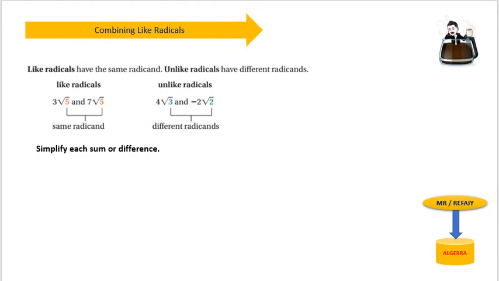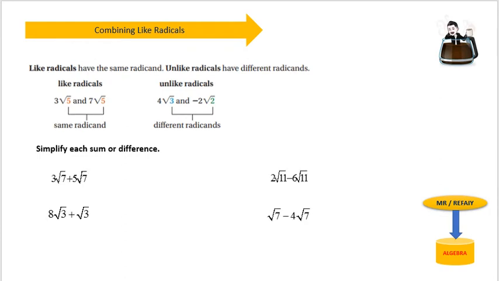Here it says simplify each sum or difference. He gives you some expressions and asks you to simplify them. At the beginning you have to check whether these two terms have the same radicand or not. The radicand of the first one is root 7 and the second one is also root 7. So you can add or subtract directly. Add 3 plus 5, it will be 8, and just write radical 7. So it's 8 root 7.